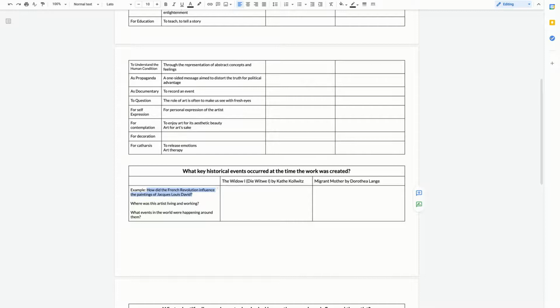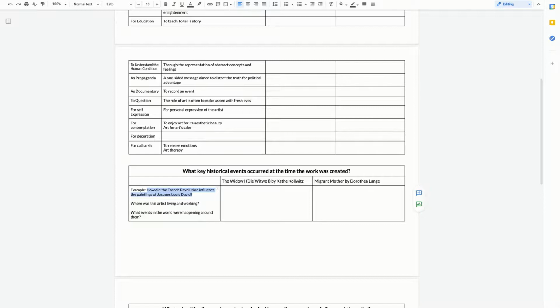Now remember, David did Death of Marat, where his friend was murdered in his bathtub. He was a French revolutionary. The fact that the French Revolution was happening directly impacted the work of David. So we can talk about how the French Revolution changed French society and changed the way David worked. So we really want to make those personal connections between what was happening in the places that they lived, how it impacted them, and what it did to their work.